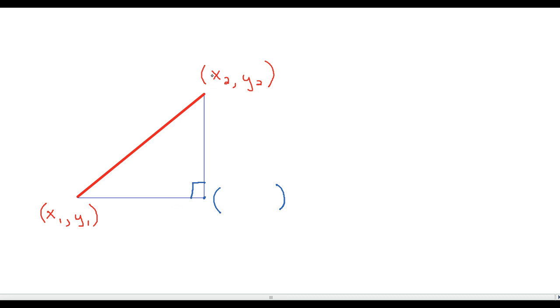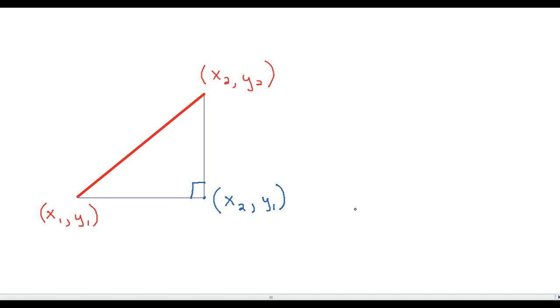Now, if 2 points are directly on top of each other, they must have the same x-coordinate. So this must also be an x2. Now the same can be said for the y-coordinates. If I have 2 points that are straight across from each other, that means they have the same y-coordinates. So this point must have the coordinates (x2, y1).